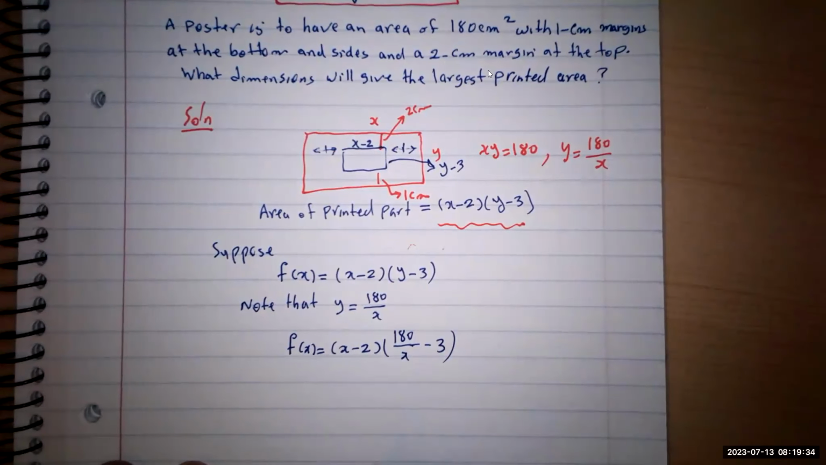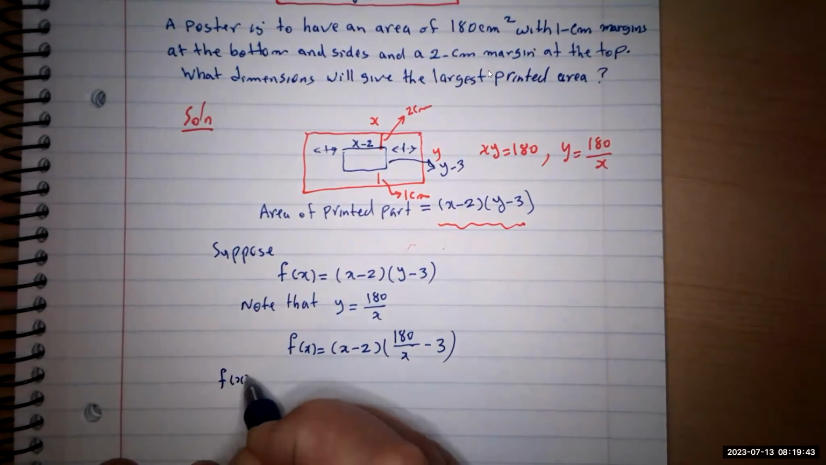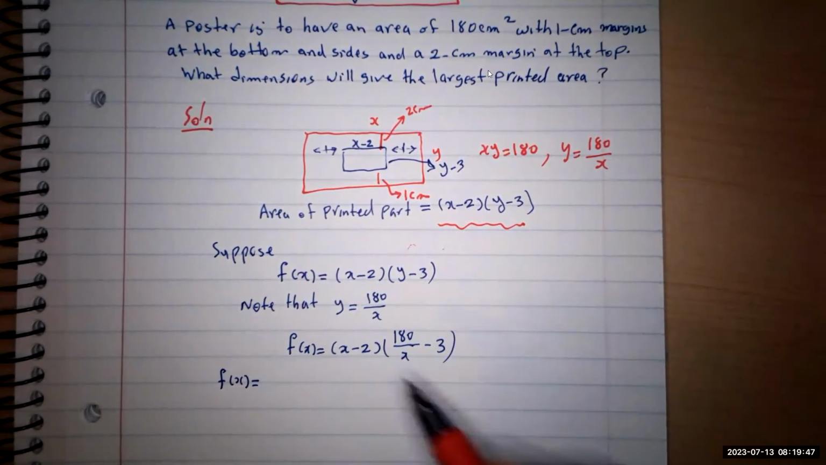You have to FOIL it. Use the FOIL method to simplify it, and then you're going to start working with the derivative of the function. So with the FOIL method, f of x is equal to, you multiply the x, you know, this is how you do the FOIL.